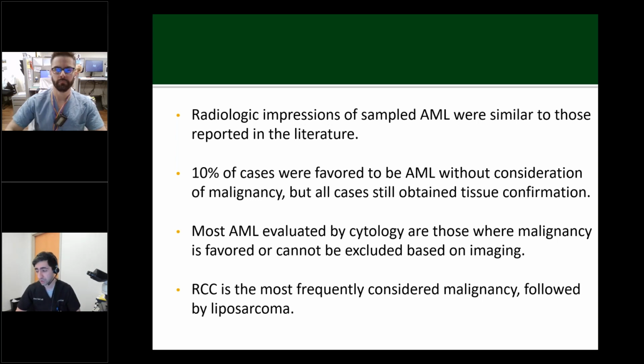Among the differential diagnoses considered for angiomyolipoma, renal cell carcinoma is one of the most frequently evaluated, likely because of its high incidence among other renal tumors. The second one is liposarcoma, which is also considered due to shared features with angiomyolipoma, such as the retroperitoneal location and the presence of fat cells.